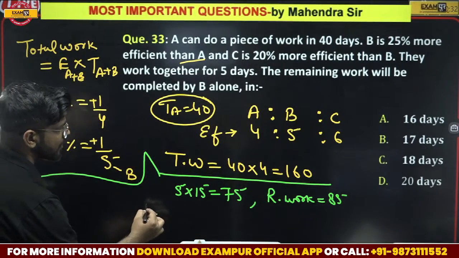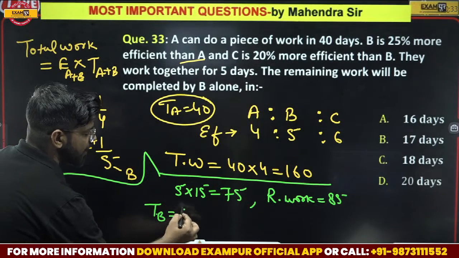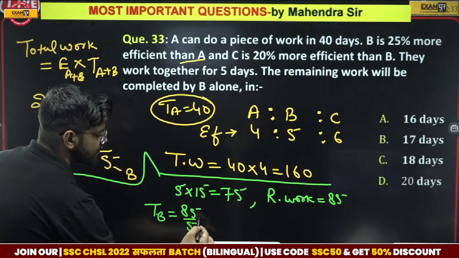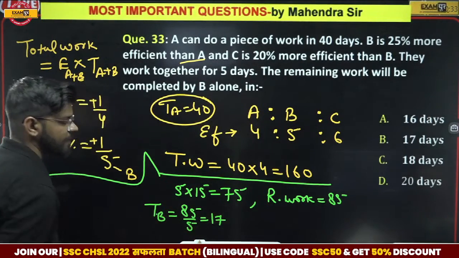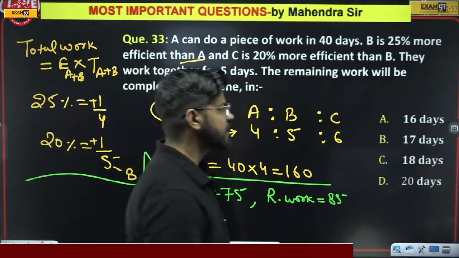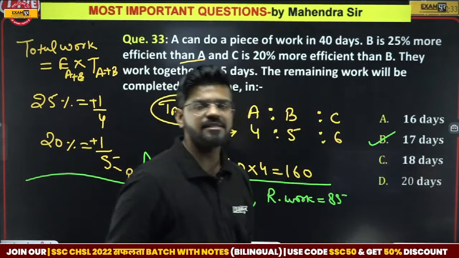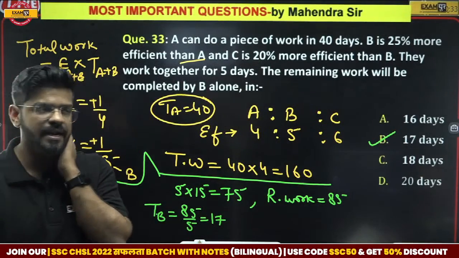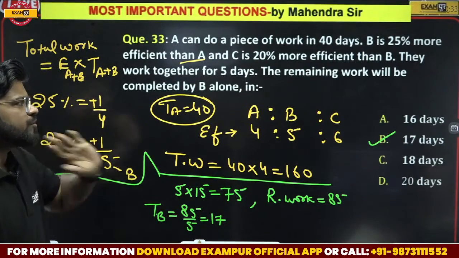That means we have to calculate the time period of B. So 85 divided by 5, my answer will be 70. Did you get that? Option number B is my right answer. So it was very simple.